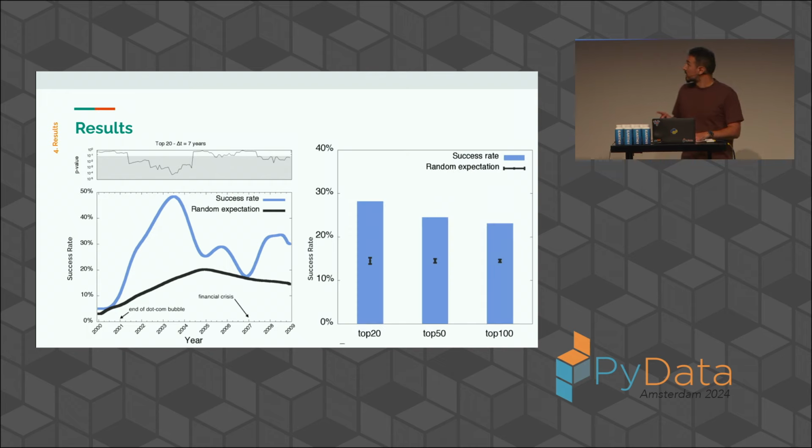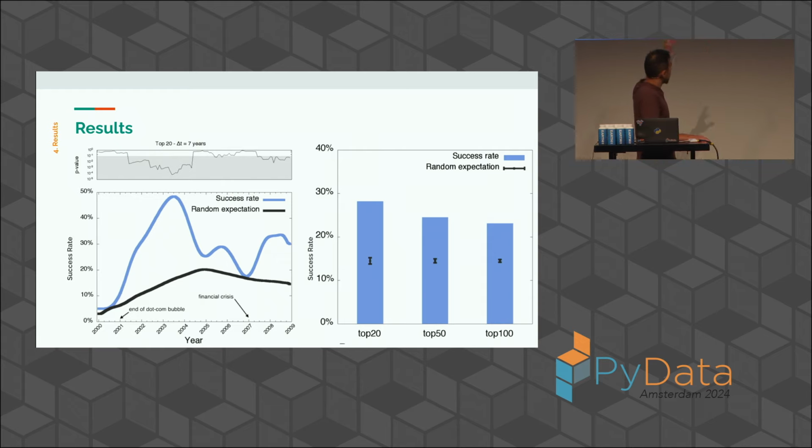We can also summarize all the blue line values by reporting these values on the right-hand side. As you can see, for the top 20, we reach almost a 30% success rate, which means that on average, 30% of the startups ranked end up being successful within 7 years.